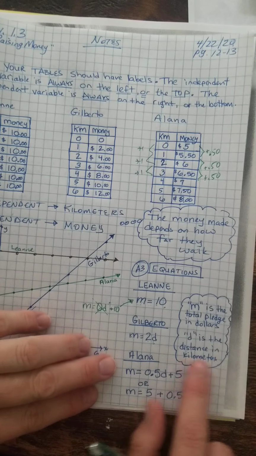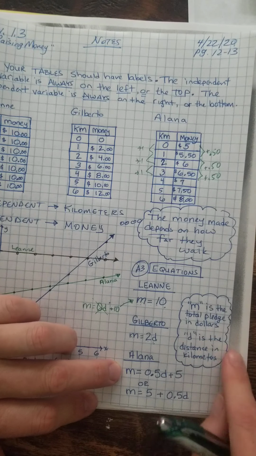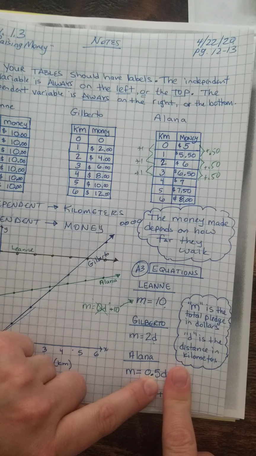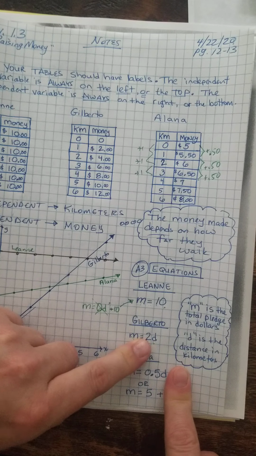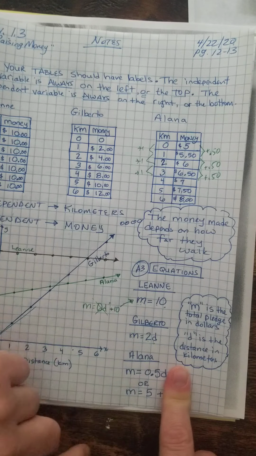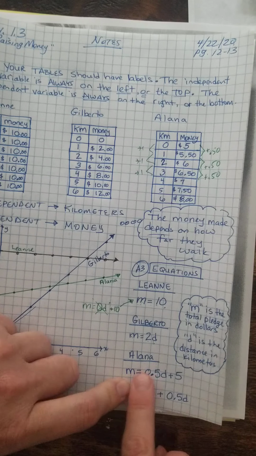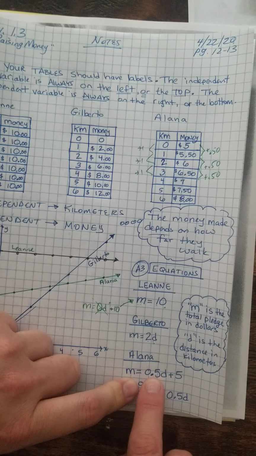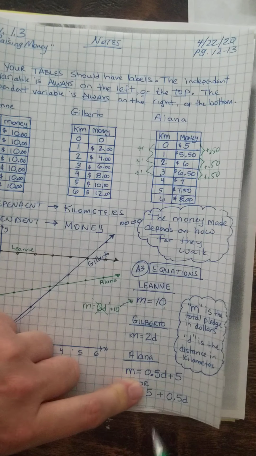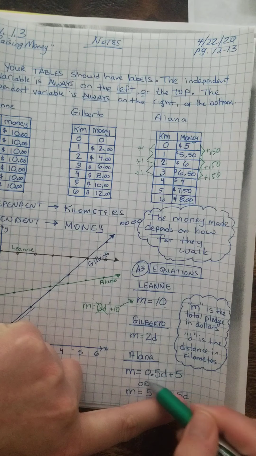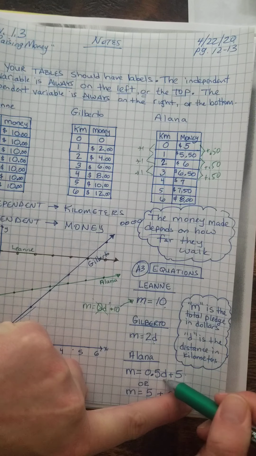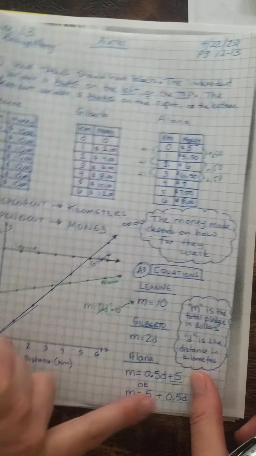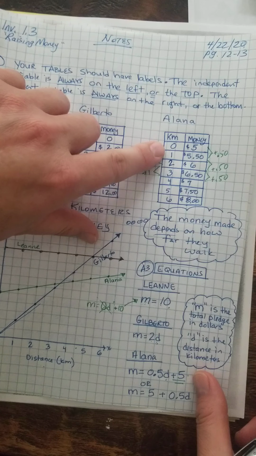So these are the first equations that we're seeing where we actually have what looks like a constant of proportionality. Gilberto has a constant of proportionality with his 2D, but Alana is not. You have your constant rate of change, but you have to add to that. Every time she walks the kilometers, you have to add $5 to that amount, because she makes $5 in the beginning.